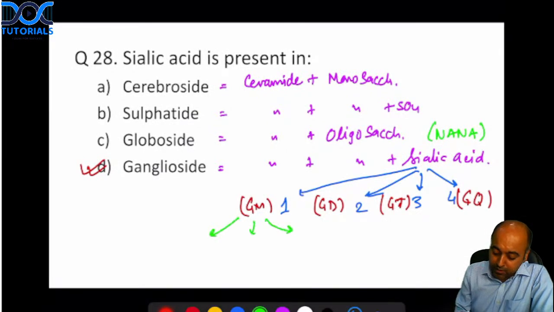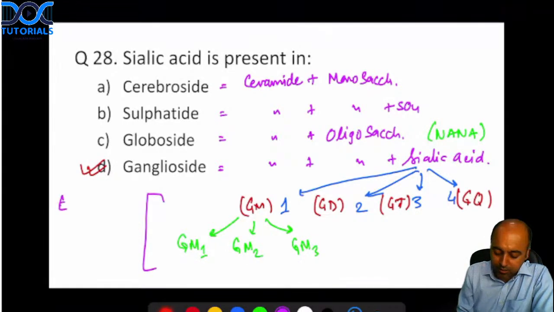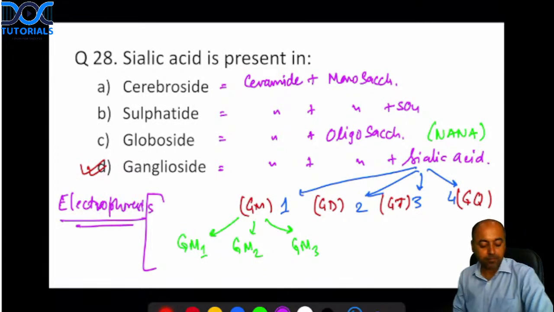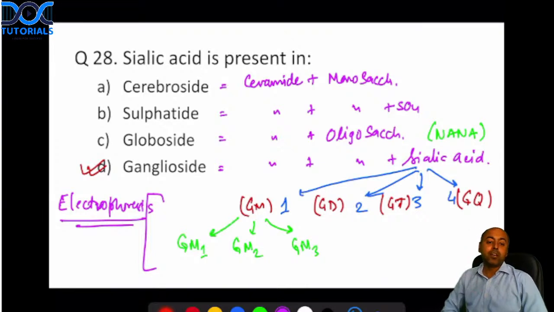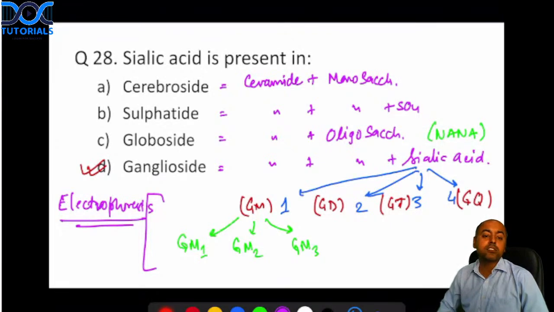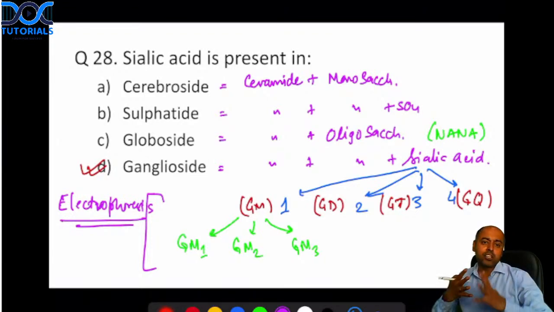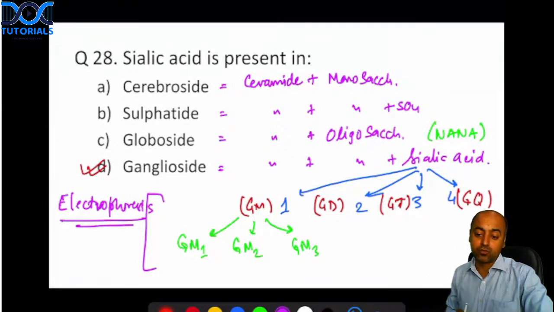They can be further separated as GM1, GM2, GM3. The separation is done by electrophoresis. So here the answer is ganglioside. Ganglioside will have the sialic acid. Depending on the type of ganglioside, you can have 1, 2, 3, or 4 sialic acid residues.